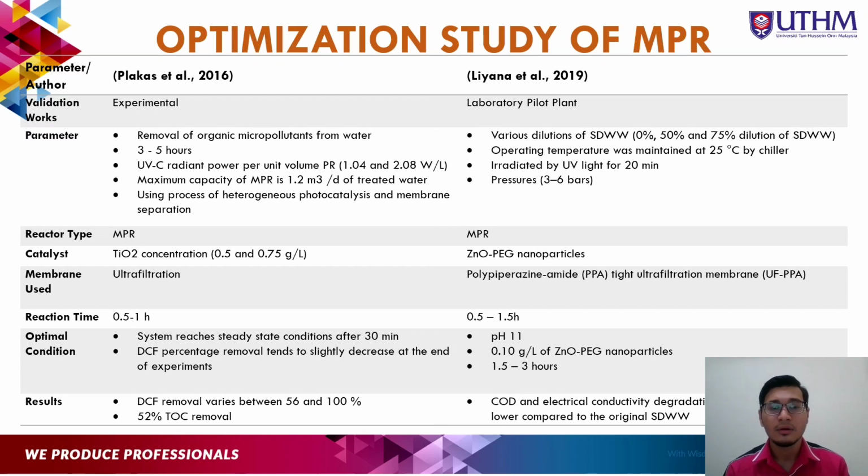And then the diclofenac or DCF percentage removal tends to slightly decrease at the end of the experiment. For the second researcher, the factor is pH. Optimal condition for pH is 11, with ZnO PEG nanoparticles at 0.1 gram per liter, and the optimal condition for this study from the second researcher is 1.5 to 3 hours. The result gives DCF removal varying between 56 to 100% and 52% of TOC removal. COD and electrical conductivity degradation from the second researcher is lower compared to the original SDWW, solid dye wastewater.